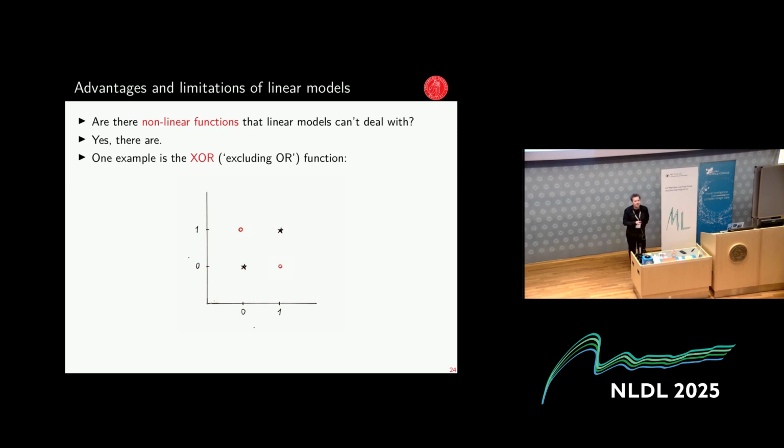Even quite simple functions, like, for example, the exclusive OR, XOR function, which is like the textbook example of a nonlinearly separable data set. So you can see that we have some data points which are represented by two features on the horizontal axis and on the vertical axis. And they belong to two classes, red circles and black stars.